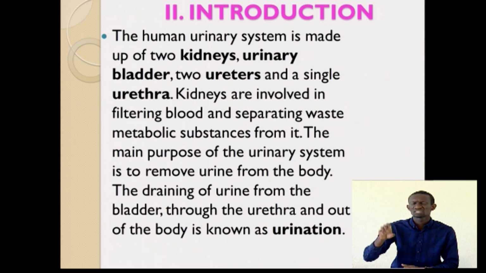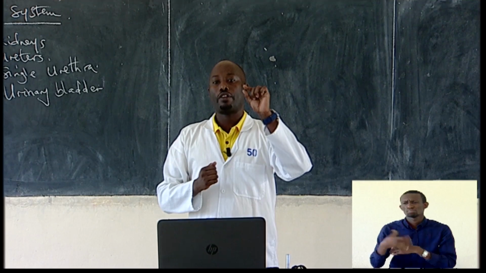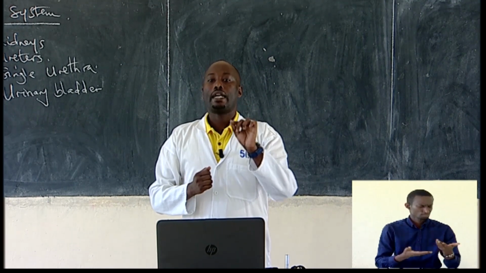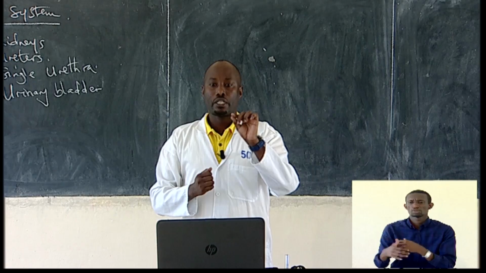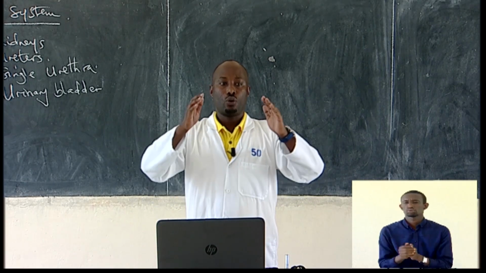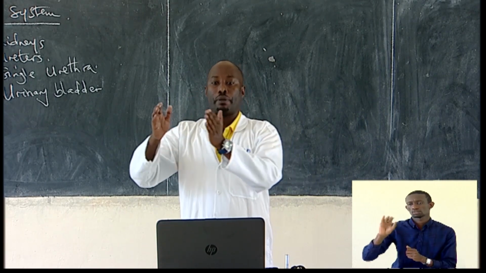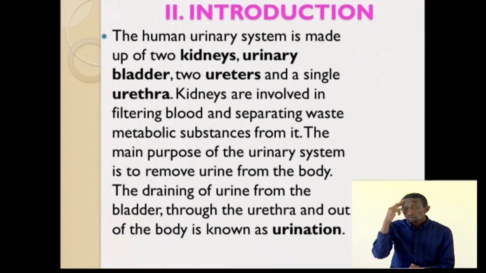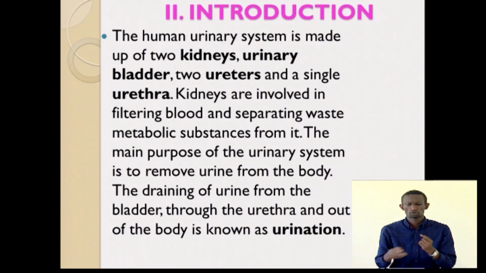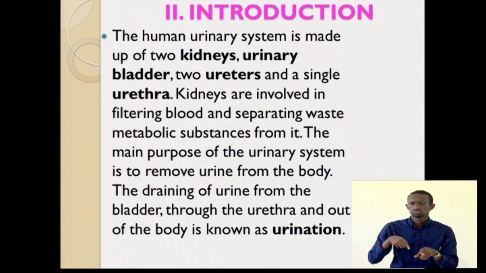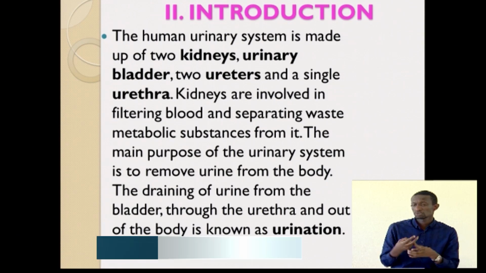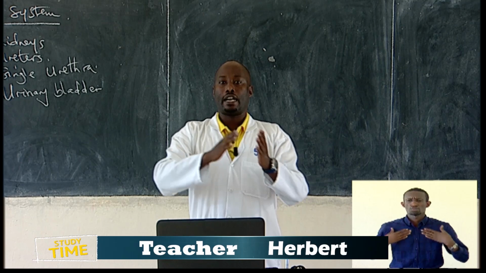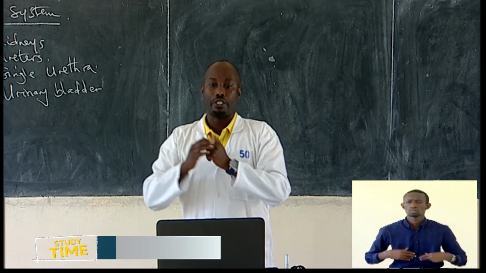So one of the functions of the kidneys is filtering the blood and separating waste metabolic substances from it. These waste substances need to be separated from it. The main purpose of the urinary system is to remove urine from the body. You know, if urine is not removed from the body, it can affect body metabolism. It can affect body processes. It can affect the normal functioning of the cell.